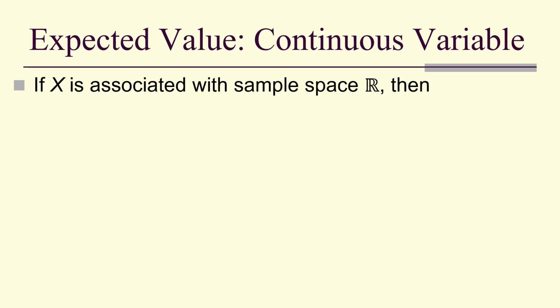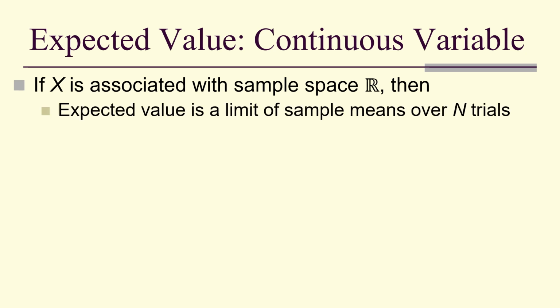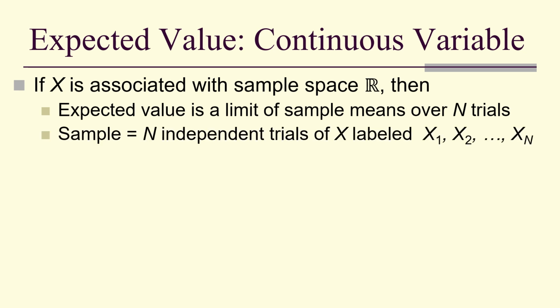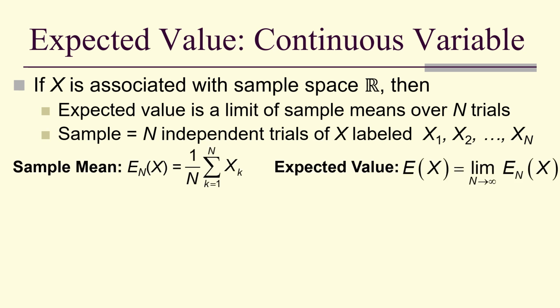Now, if X is associated with a sample space R, then expected value is a limit of the sample means over n trials. The sample is n independent trials of X, labeled x1, x2, up to xn. So again, we have to have independent and identically distributed trials, and the expected value is a limit of sample means over n trials with probability 1. Sample mean looks like this. Expected value is the limit as n goes to infinity of the sample means with probability 1.